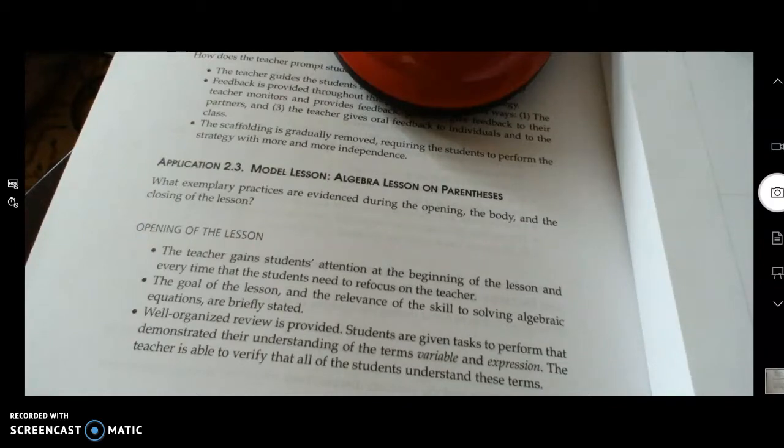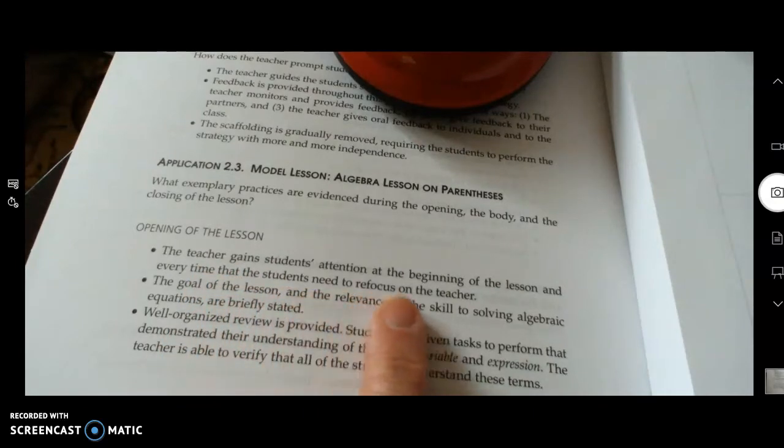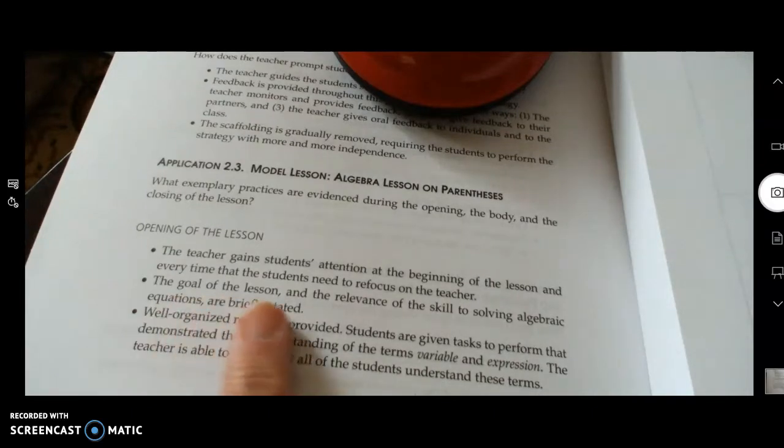So you may have been double dipped with this lesson plan. But just a little feedback, if you do have the textbook still, explicit instruction, it's on pages 254 and 255. Just really quickly, with the opening of the lesson, the teacher gains students' attention at the beginning of the lesson and every time that the students need to refocus on the teacher, right? Look up here, or watch me, just getting that attention. The goal of the lesson and the relevance of the skill to solving algebraic equations are briefly stated.